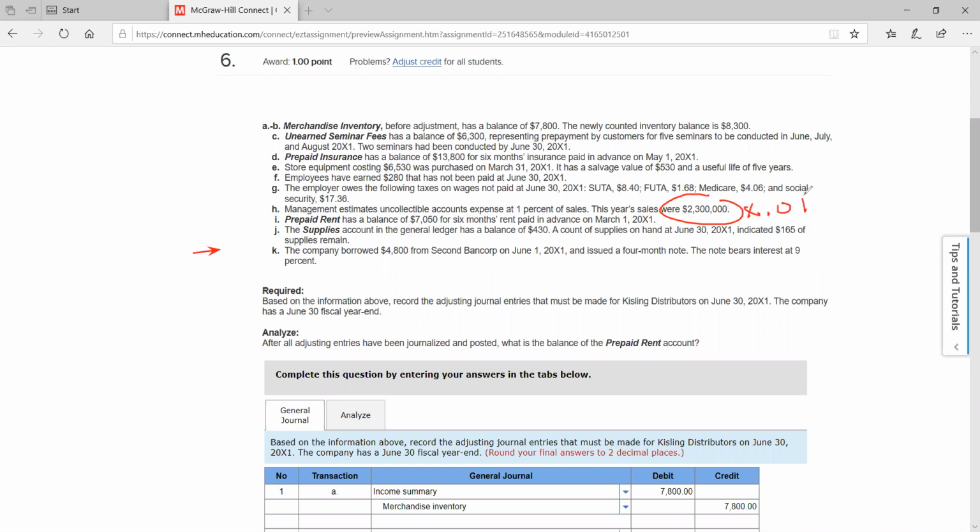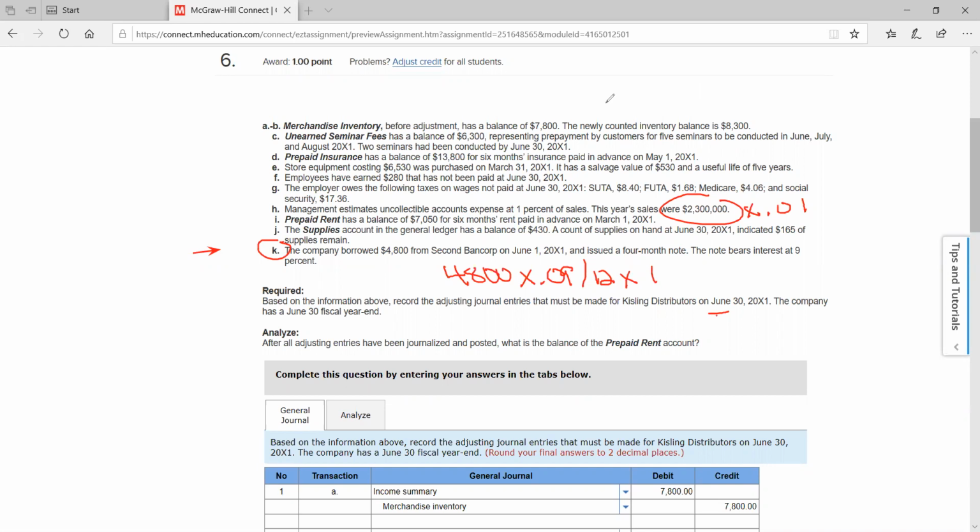That'll be your adjustment. And then I think the last one, I'm just going to write this out, and then I'll show you the entries on the last one where they borrowed the money. So just remember this is letter K. So 4,800 is the principal. Interest rate is 9% over 12. And they borrowed this in June, so they want end of June adjustments right here. So then just multiply that by 1, and that'll give you your interest.